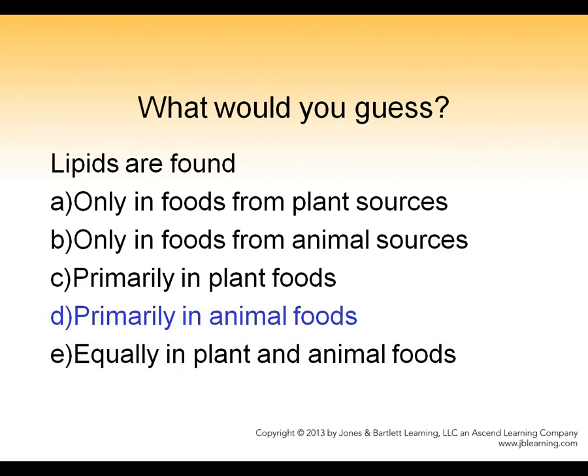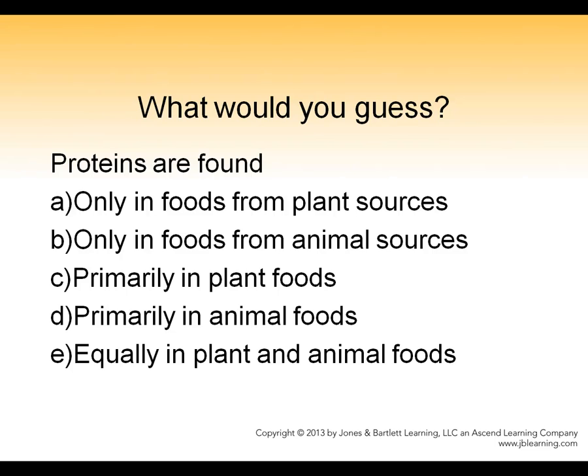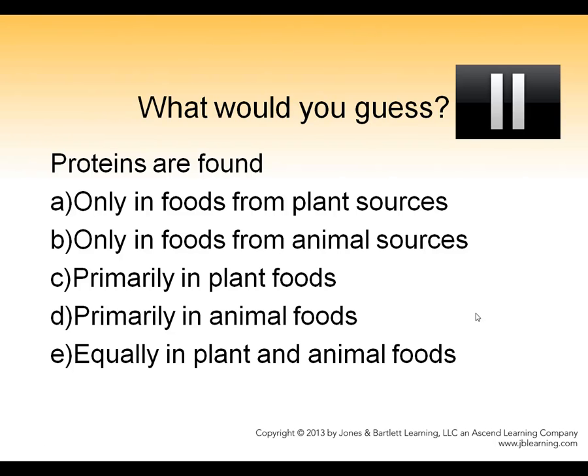I would say that primarily the main source in the American diet of fats, of lipids, is in animal foods, and that's why we have that impression. So let's take on the last one, which is proteins. Where would you guess that proteins would be found? Only in plants, only in animals, more in one than the other, or equally?